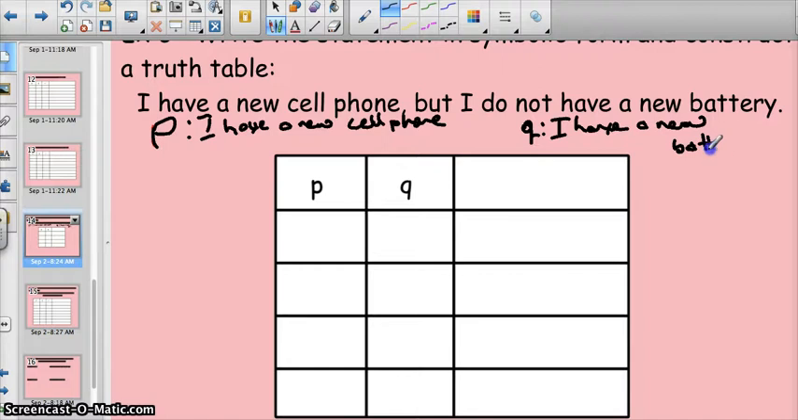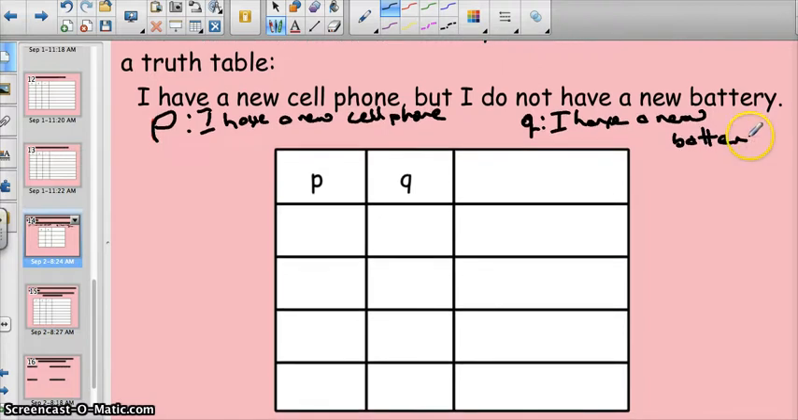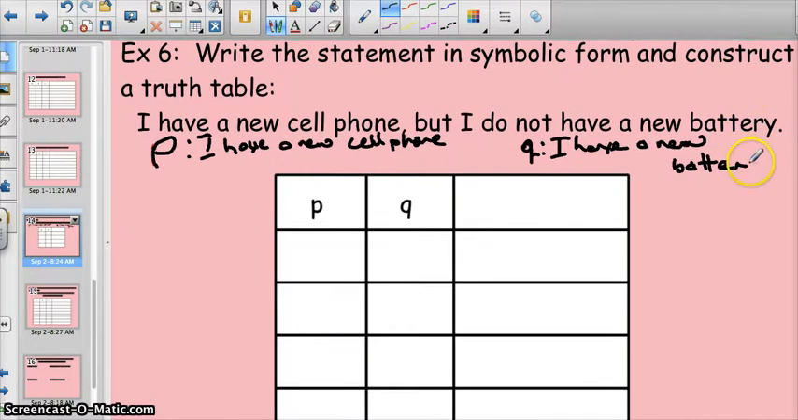And those were my choices. Generally, just so you're aware, I always choose the negation of them, like I do not have a new battery as a negation. I always choose the affirmative part of it. So if P is I have a new cell phone and Q is I have a new battery, the statement I have a new cell phone but I do not have a new battery could be written out as P, which is the I have a new cell phone part, but is the same as and, which is the conjunction, and I do not have a new battery would be the negation of Q.